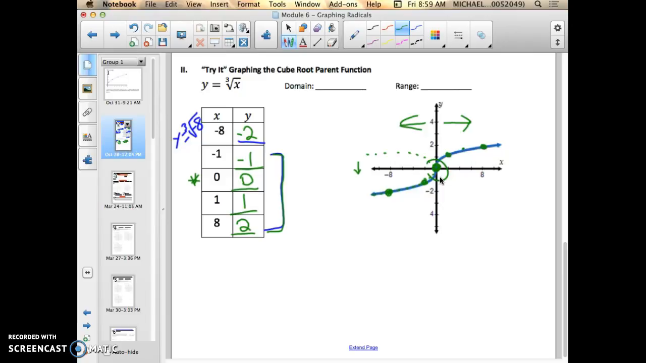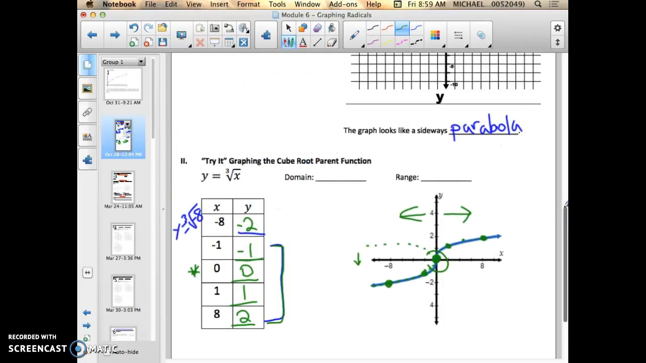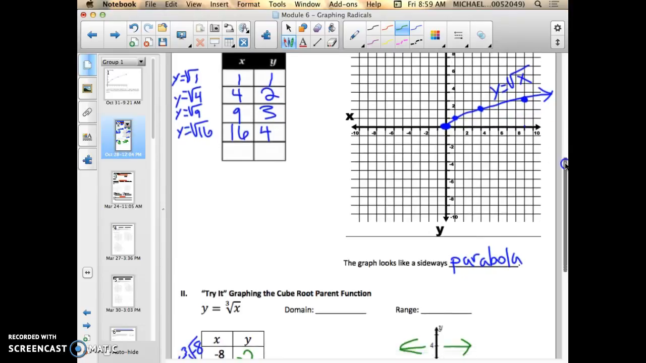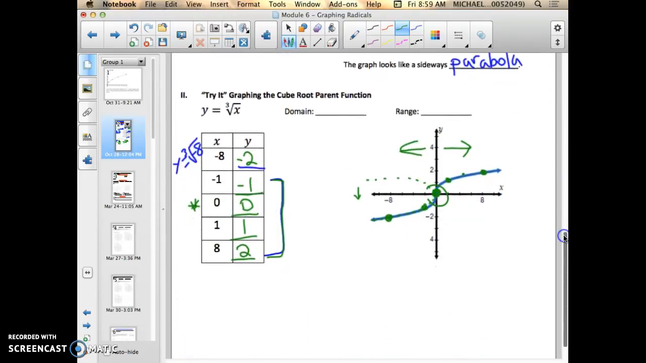So these are just an introduction to the cube root and the square root parent functions, and we're going to be working with these in the next objective. Mainly we're going to be finding the domain and range and looking at transformations based off of the vertex that we find for each function. Now before you end this video, go ahead and pause and tell me the domain and range of this function. This should be reviewed from Module 4 of polynomials.